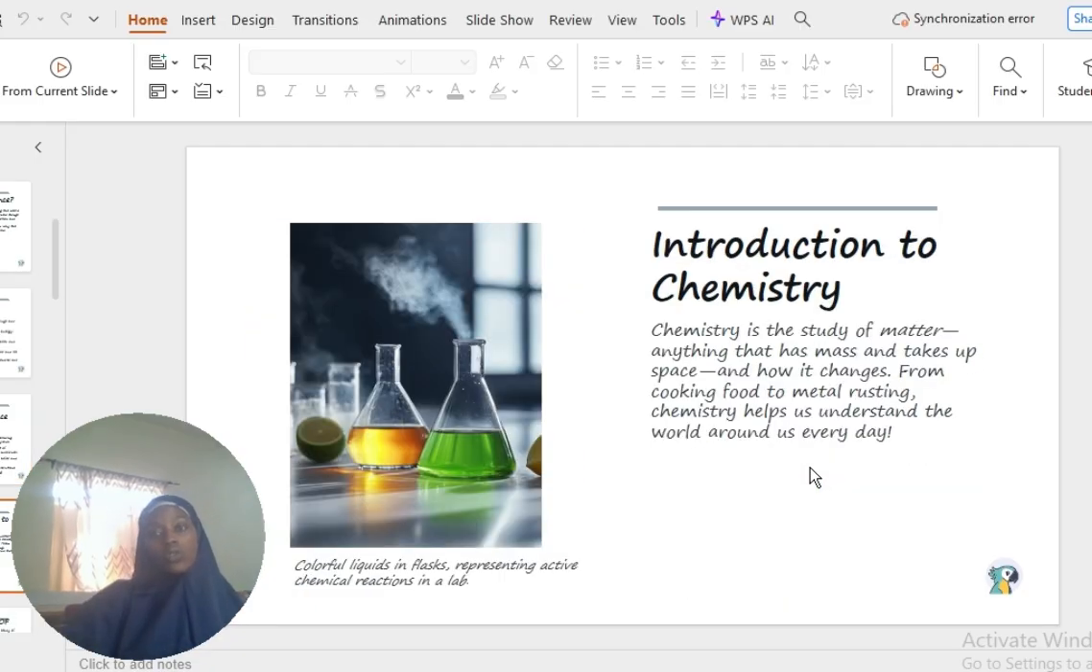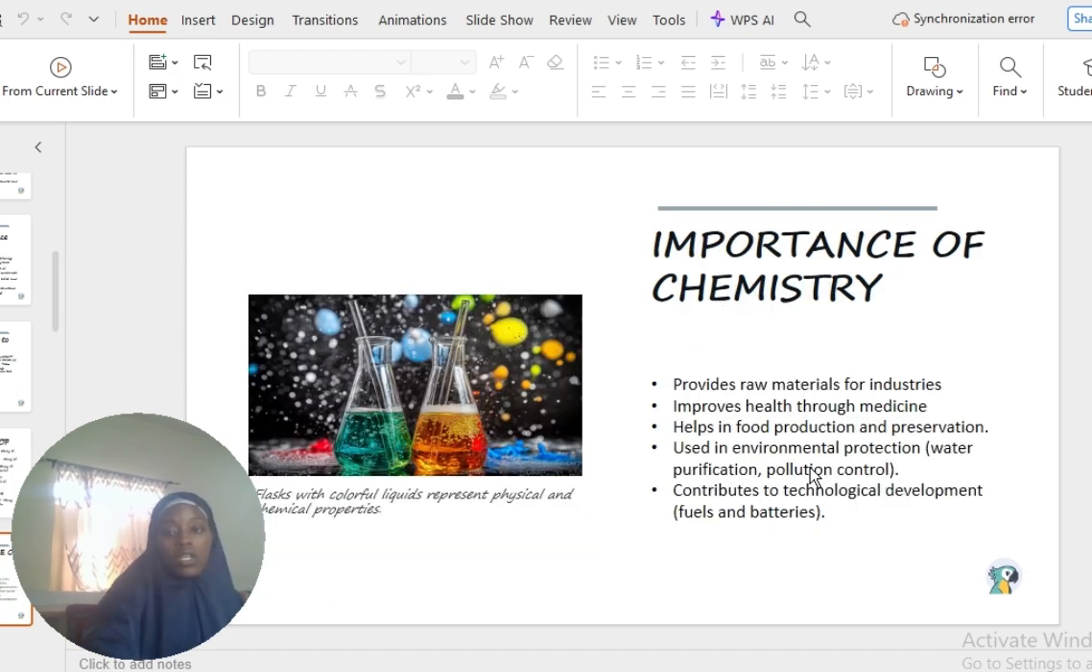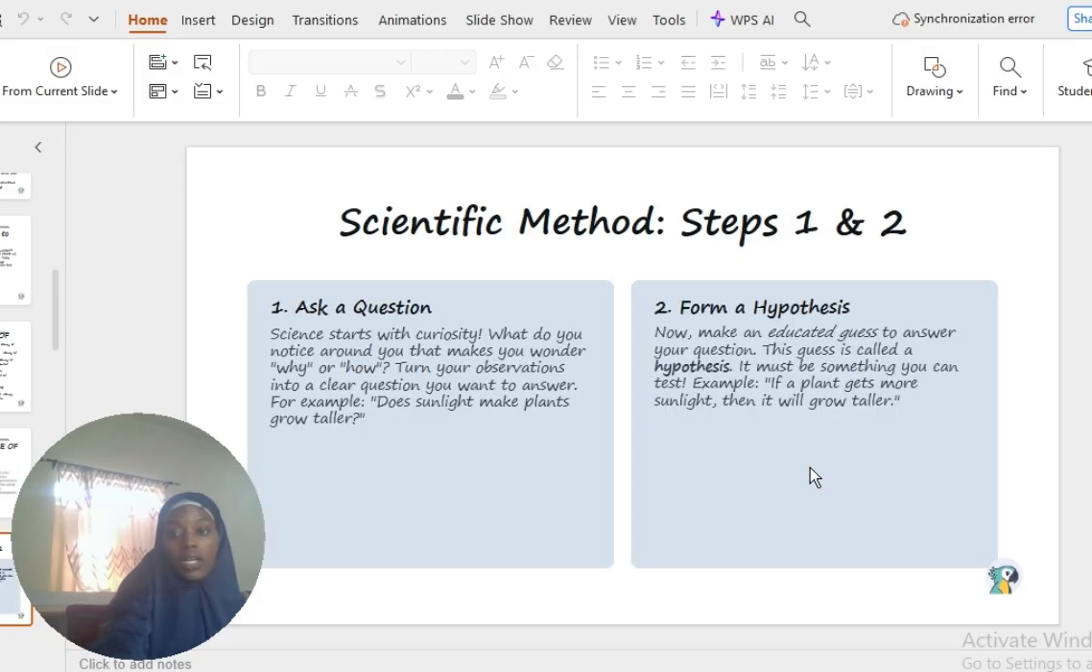Chemistry is the study of matter. We said matter is anything that has mass and takes up space. Now, branches of chemistry, we have organic chemistry, inorganic chemistry, physical chemistry, analytical chemistry, biochemistry, industrial chemistry. Importance of chemistry: it provides raw materials for industries, improves health through medicine, helps food production and preservation, is used in environmental protection, and also contributes to technological development.